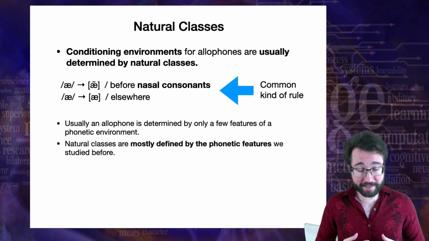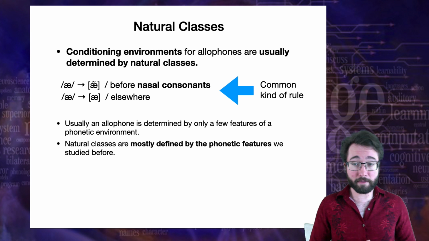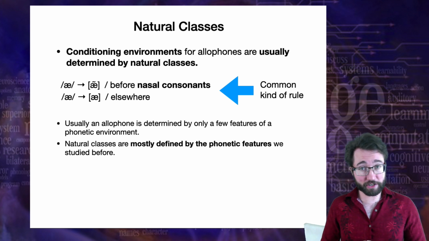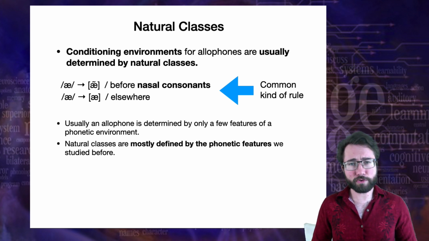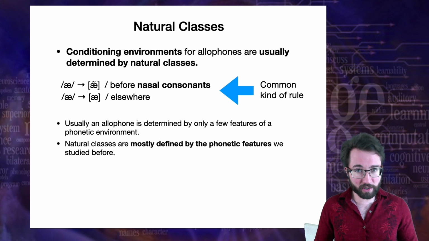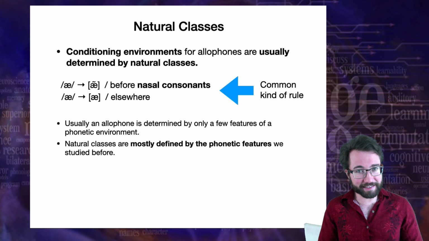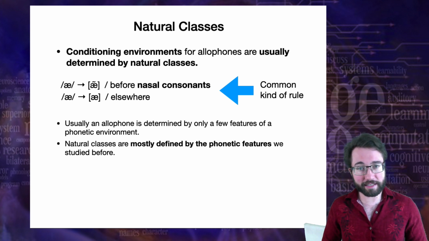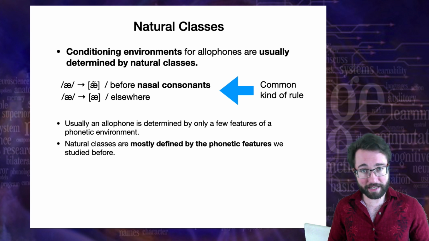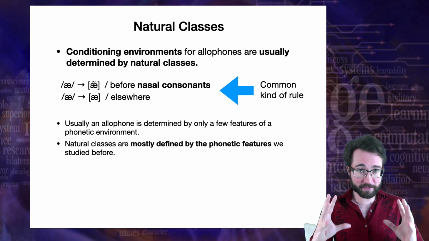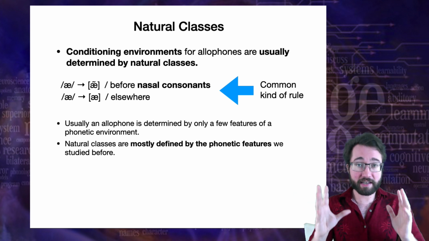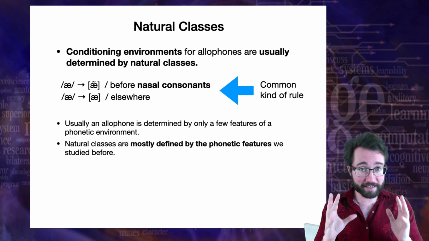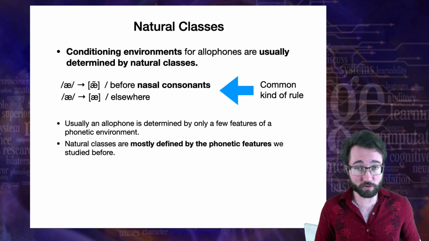These natural classes of phones are mostly defined by the phonetic features we've studied before, but there are a few special natural classes which show up very frequently in phonological rules, which involve slightly different combinations of these features. So what I'm going to do now is list a few of the common natural classes, common sets of sounds that you're going to commonly see in conditioning environments for phonological rules.